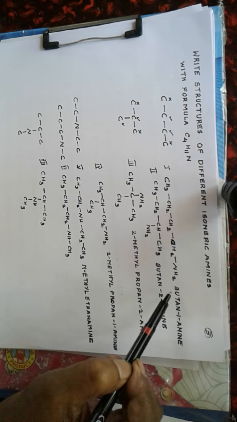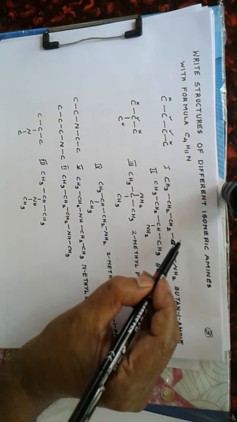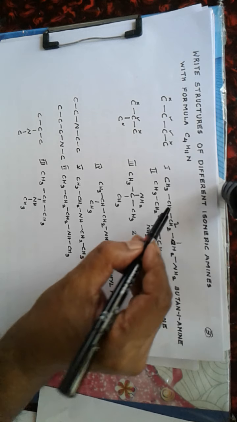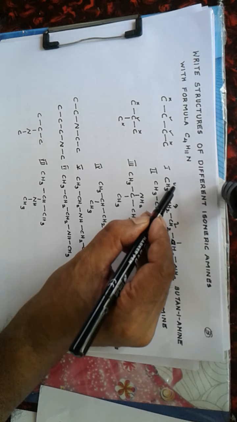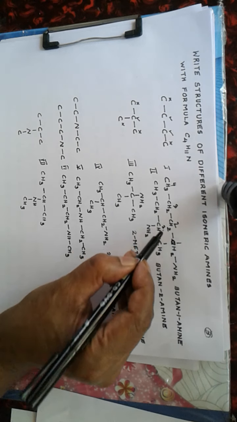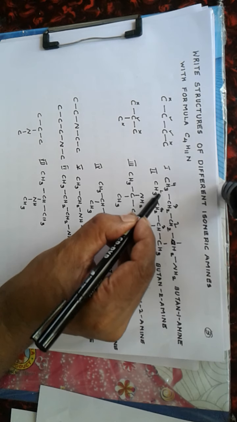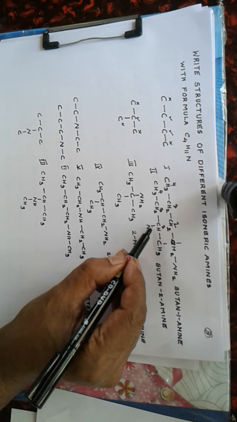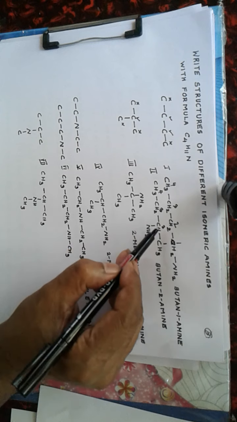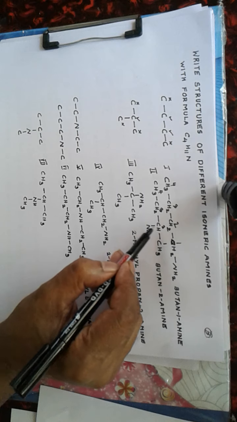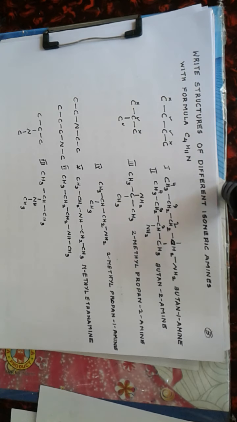The first one is called butan-1-amine, because 1 is given to the carbon connected to the amino group, then 2, 3, and 4 like this. And here again, numbering the carbon atoms 1, 2, 3, 4, the minimum number is given to the carbon connected to the amino group. If you number in this direction, this number will be 3, and in this direction it will be 2, so it is butan-2-amine.